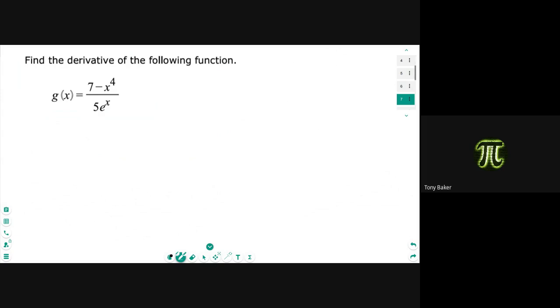This is another one of those, like that other one with the product rule, where you might go, oh, I can split this up and try to simplify it. It's really not going to help you much. So doing this one with the quotient rule is going to be just as easy.